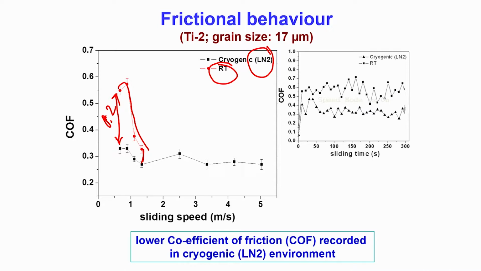And for cryogenic conditions, we have done extended experiments up to 5 meters per second, where you can see the coefficient of friction is somewhere around 0.28. Okay, so it is certainly not very low compared to what you have seen earlier in the case of stainless steel.